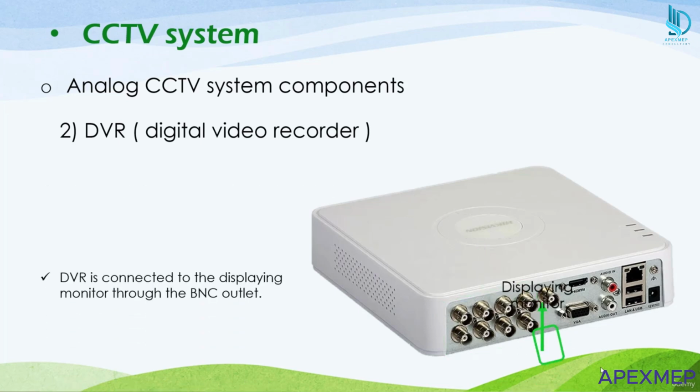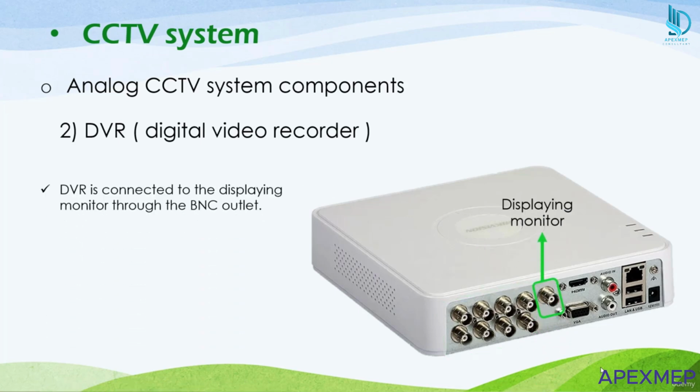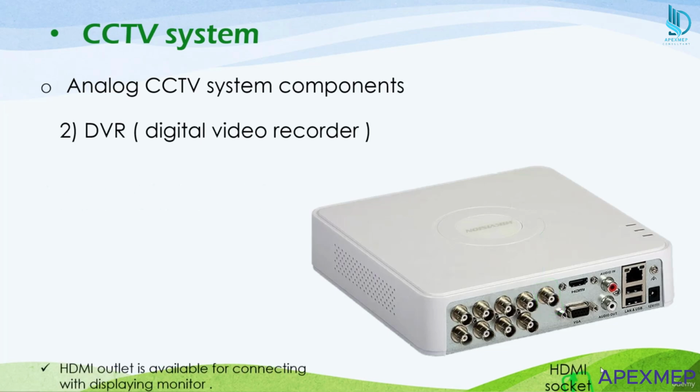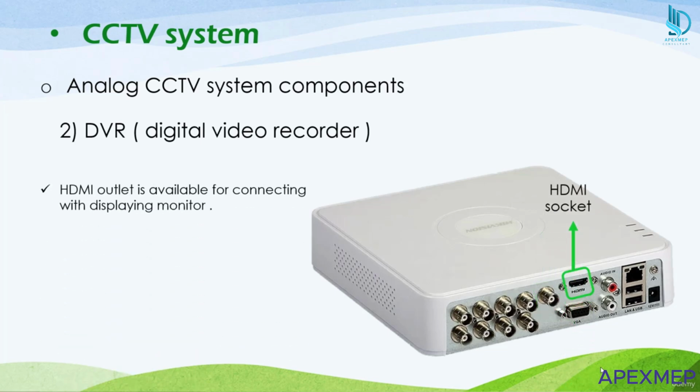The second type of interface is the interface with the displaying monitor, which is this socket here, called the BNC outlet. This BNC outlet will be connected to the data cable, which will be connected to the displaying monitor to display the recorded video. The next type of outlet we have is the HDMI outlet. This HDMI outlet will be connected to the HDMI cable that is connected to a monitor also to display the recorded video.